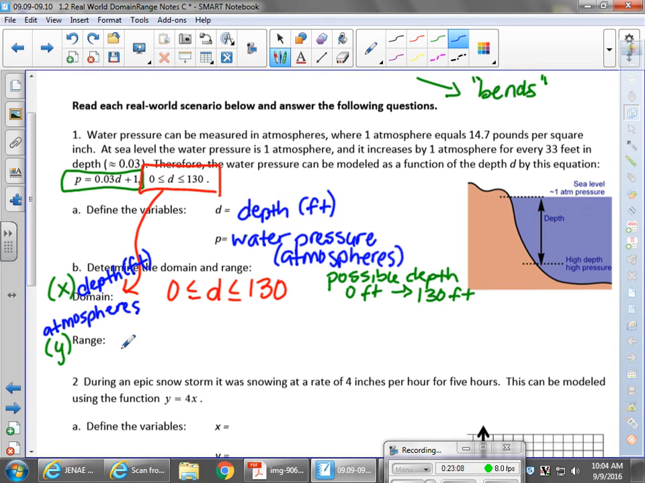How am I going to figure out the atmospheres? I must be given something that I can use. There was something we said we were going to put on the back burner and bring back later.